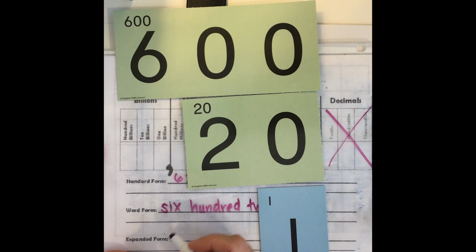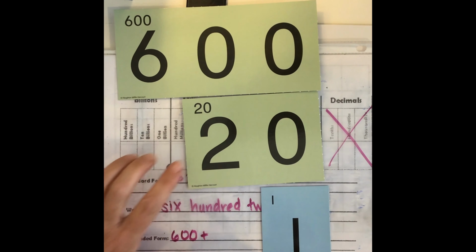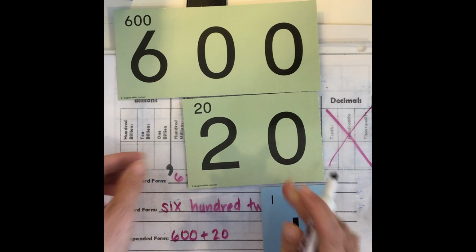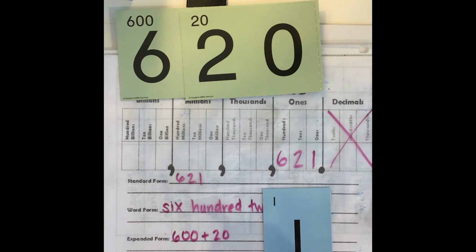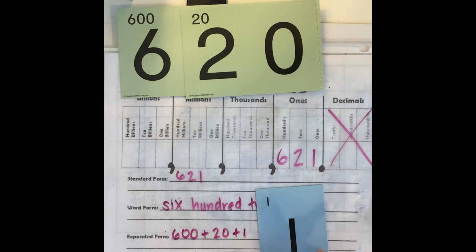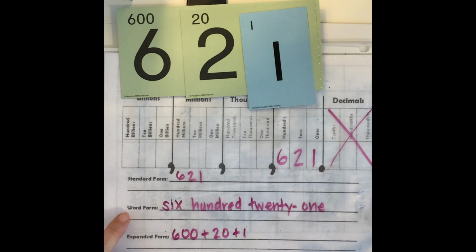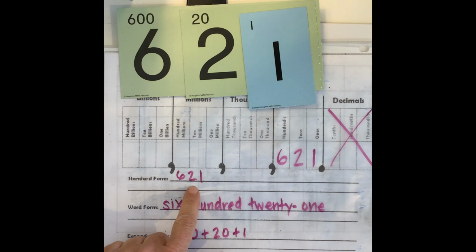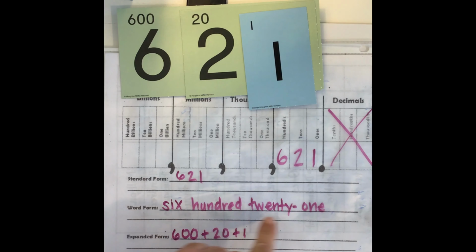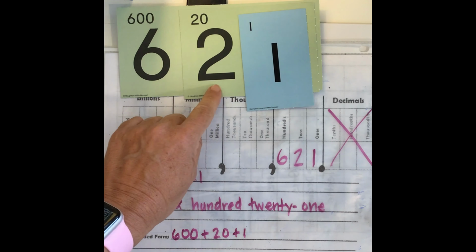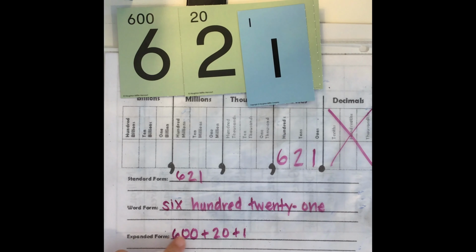So we'll write 600 plus 20 plus 1. And there is our number in expanded form. So we've got 3 forms. Standard form, that's the number like we always write it. Word form, this is the number that we read only in words, 621. And expanded form, that's when we write the value for each digit, 600 plus 20 plus 1.